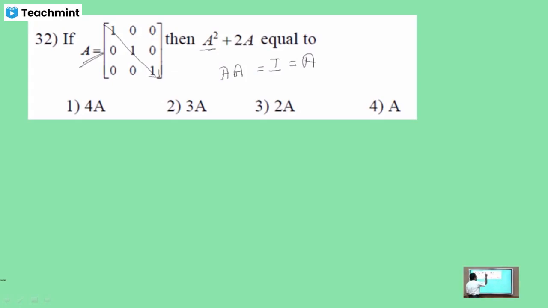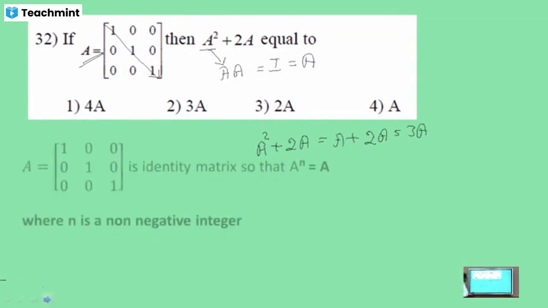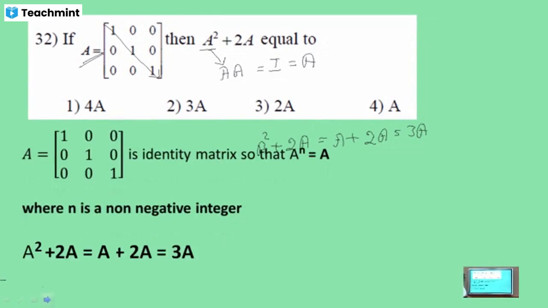So if I write A square as A into A, A into A is identity, I know. The identity matrix is given as A. Therefore our conclusion: A square plus 2A is the same as A plus 2A, which equals 3A. Therefore your solution is 3A.